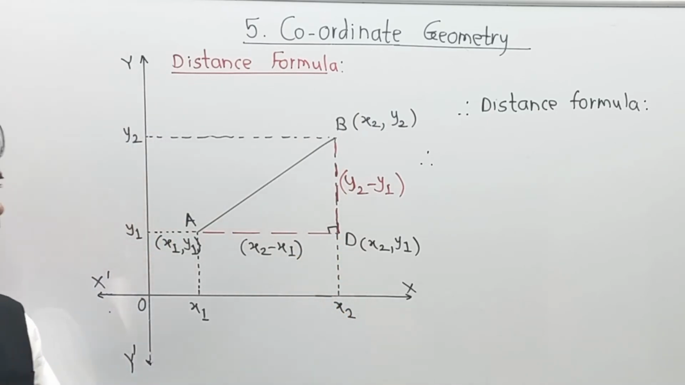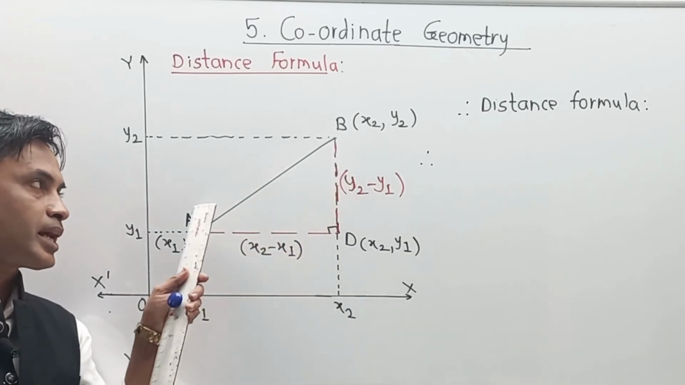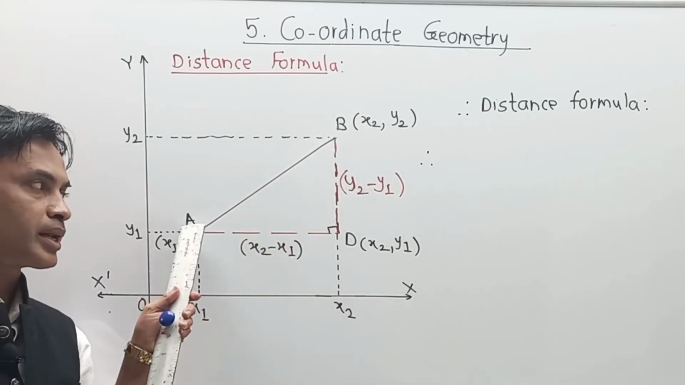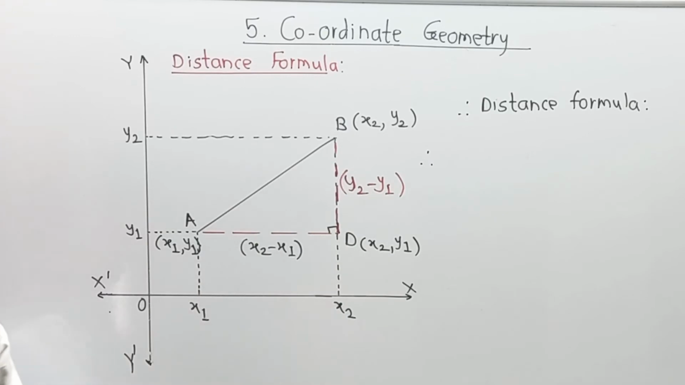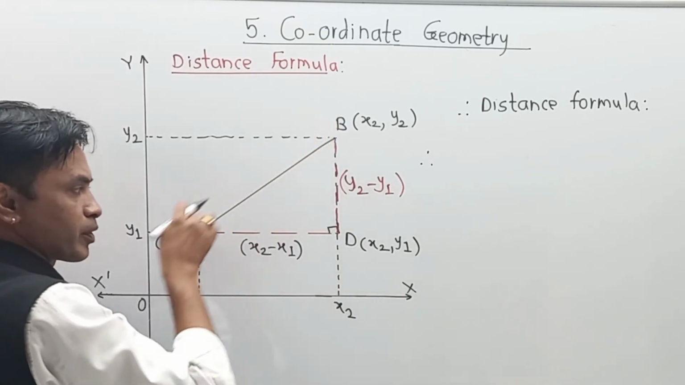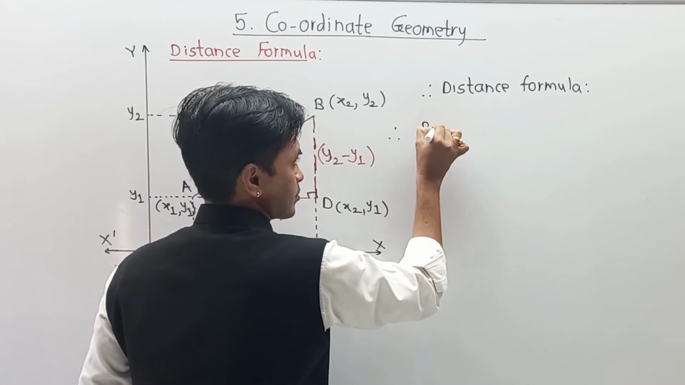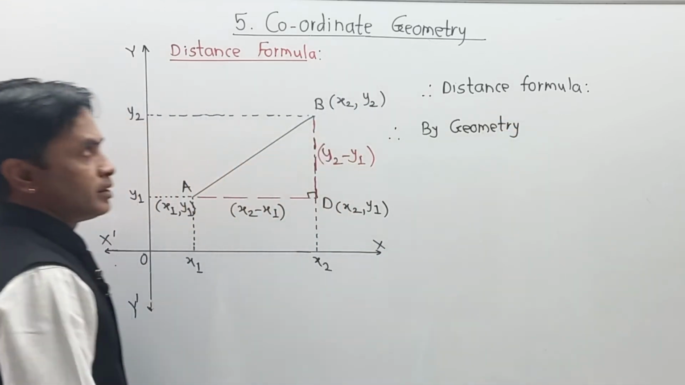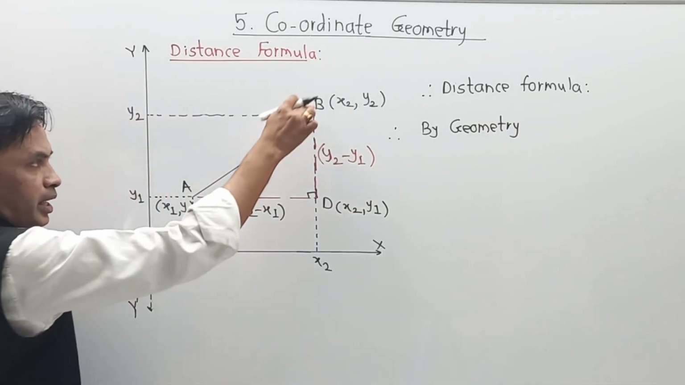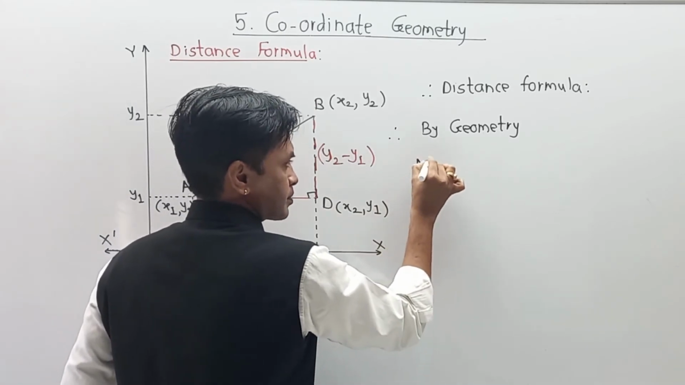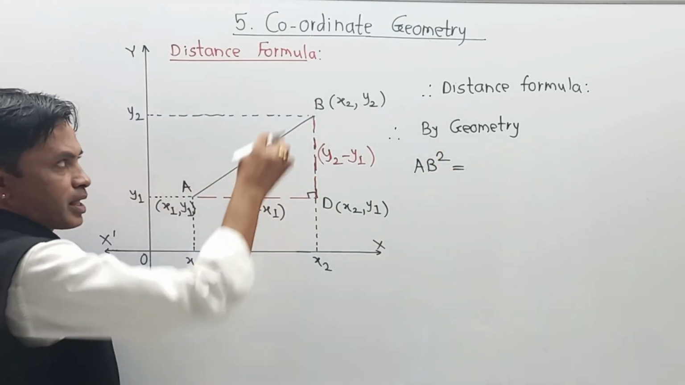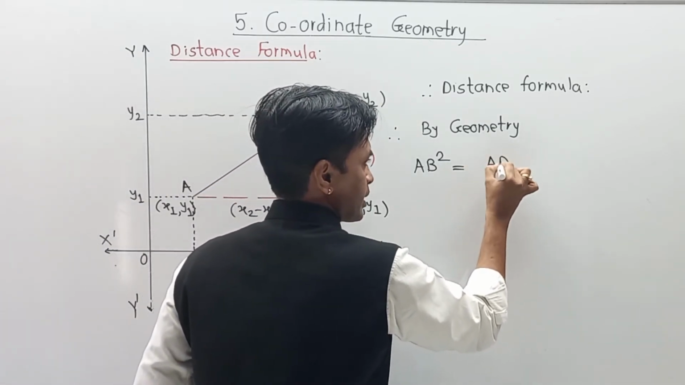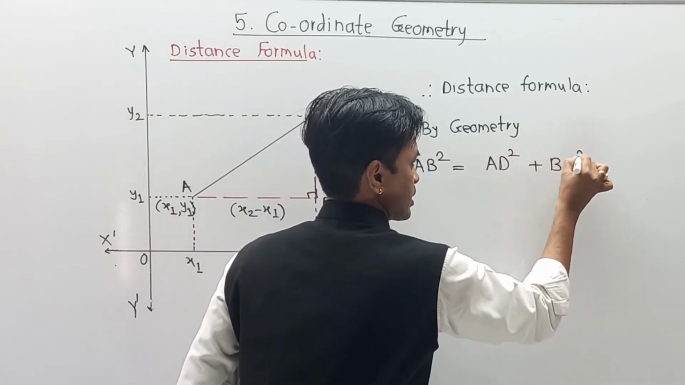If it is a right angle triangle, then we can use the Pythagoras theorem. We know that AB square is equal to AD square plus BD square. So we are using that here. Therefore, by geometry in terms of the right angle triangle, AB square is equal to AD square plus BD square.